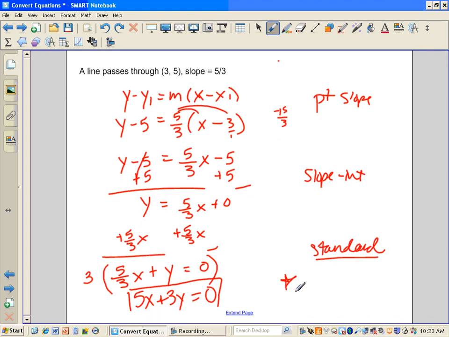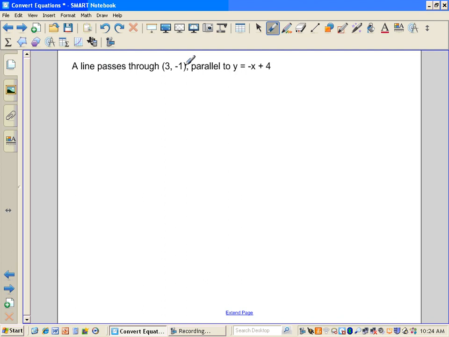So here's one little star idea. No, do not leave fractions. So make sure you get rid of the fractions. I think there's one more example. You've done a great job.